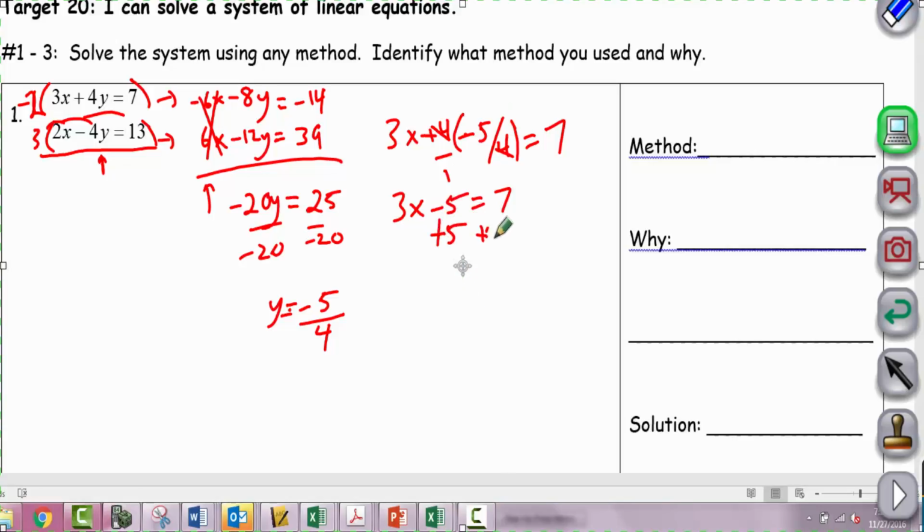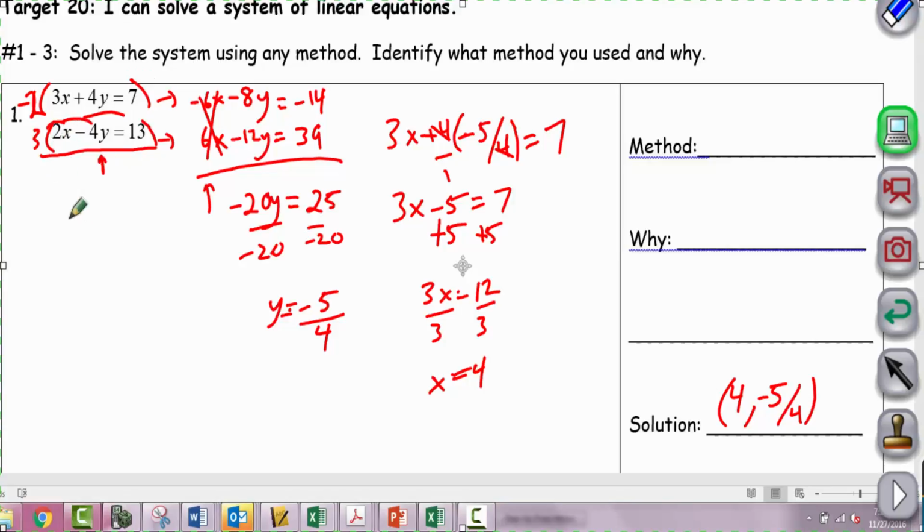Add the 5 over, get 3y equals 12, and divide by 3. Y equals 4. X. I keep on changing letters somehow in the middle of these problems. So x equals 4, and I get again 4 comma negative 5/4. So anytime that they're lined up, that's generally when I'm going to use elimination.